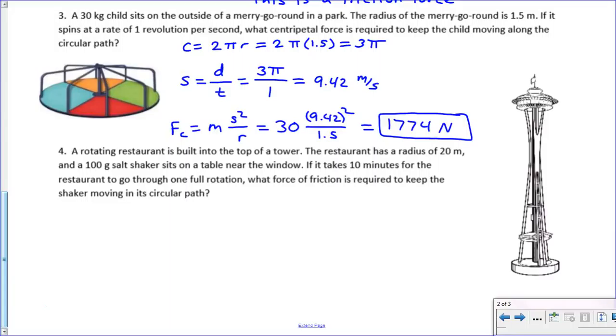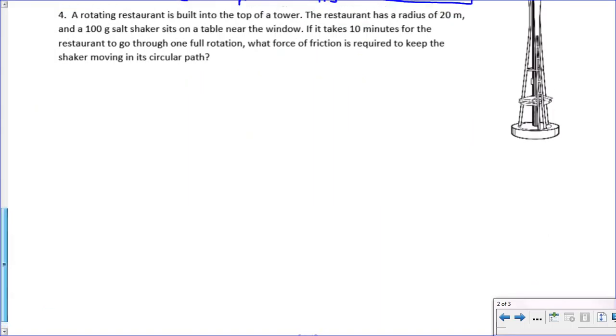All right, number 4, this one is talking about a restaurant that is on a rotating tower. And it says the restaurant has a radius of 20 meters, and then there's a salt shaker that's sitting on a table near the window, meaning it's near the outside of that 20 meters. And then it takes 10 minutes for it to go around once. And then I ask for the force on the salt shaker. So this is very similar, again, to the same process that we've done before.